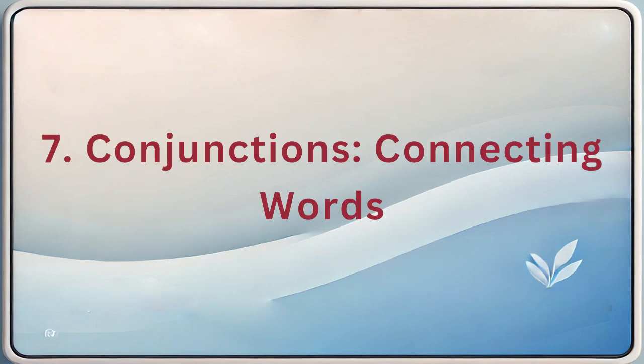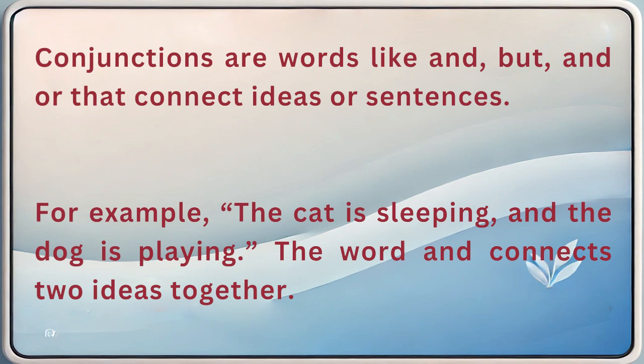7. Conjunctions, connecting words. Conjunctions are words like and, but, or that connect ideas or sentences. For example, "The cat is sleeping and the dog is playing." The word "and" connects 2 ideas together.